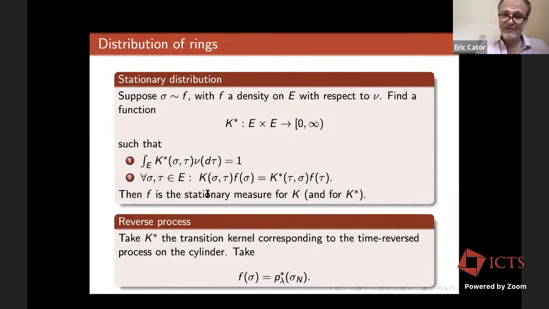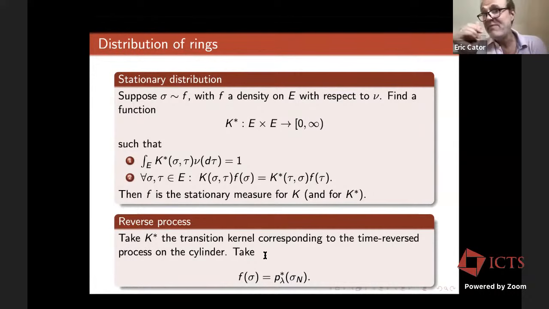Now, the fact that this is enough is not very hard. What you can do is you can integrate the left-hand side with respect to mu d sigma. And then what you see is you get the likelihood of ending up in tau. So you start with something distributed with f. What is the likelihood of ending up in tau? That's exactly this integral over sigma. But if you integrate the right-hand side over sigma, well, with property 1, you get f of tau. So indeed, the likelihood of finding tau is again f of tau, making f the stationary distribution.